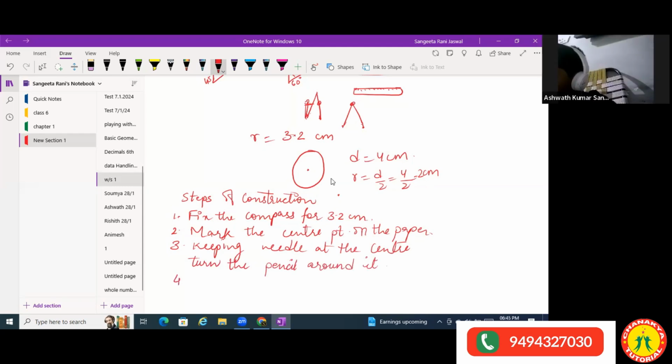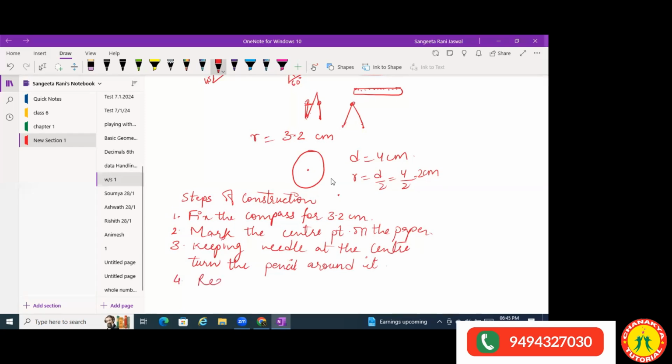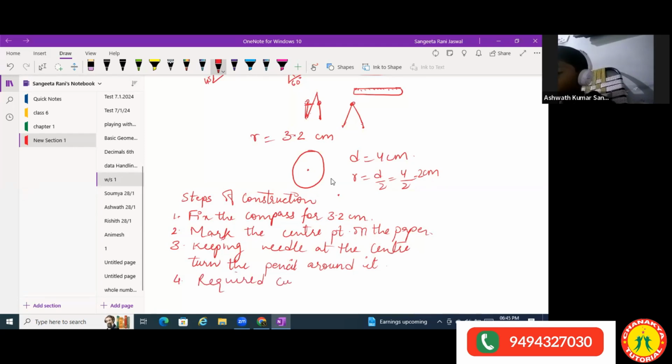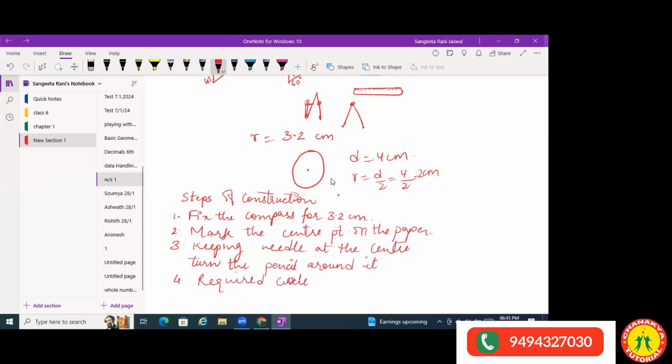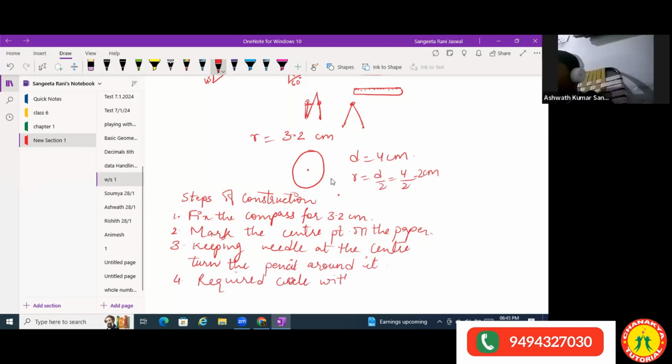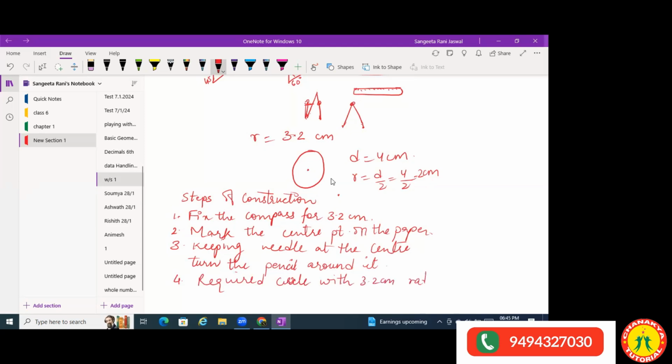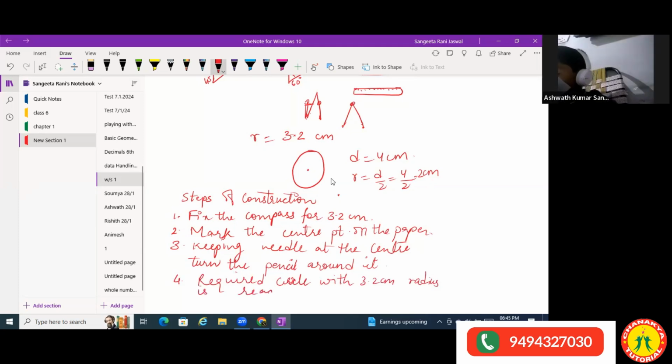Okay, the required circle with 3.2 centimeter radius is ready.